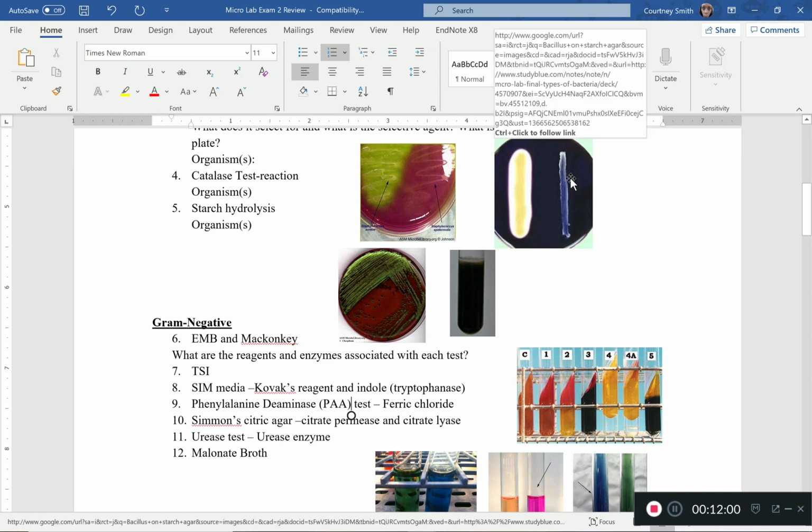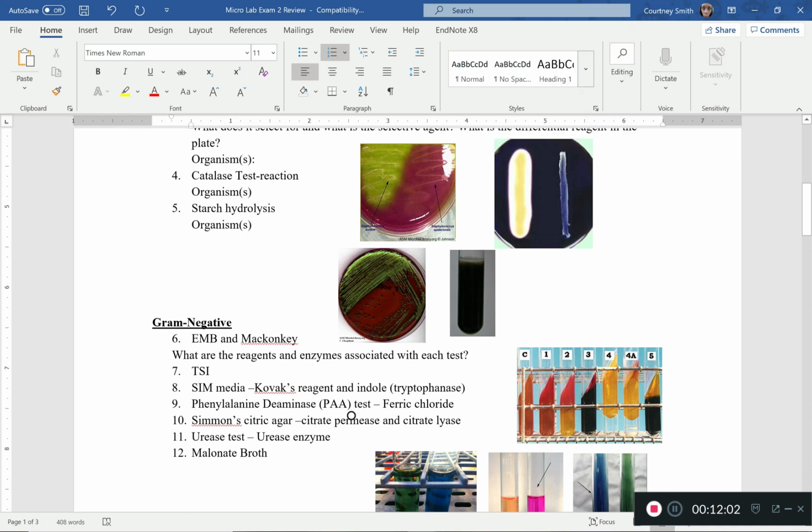So on this plate, this is a starch plate that we did, and then you streaked it, and then what you add is some iodine. So you will add some gram's iodine to it. You let it sit for a while, like 5 or 10 minutes, and then after that you look at it to see if there is a reaction.